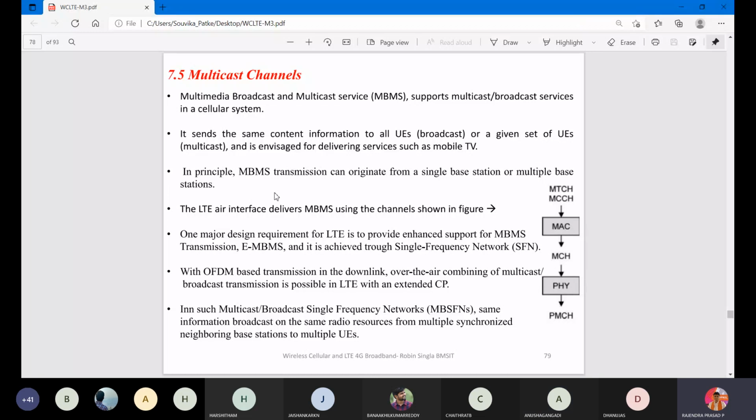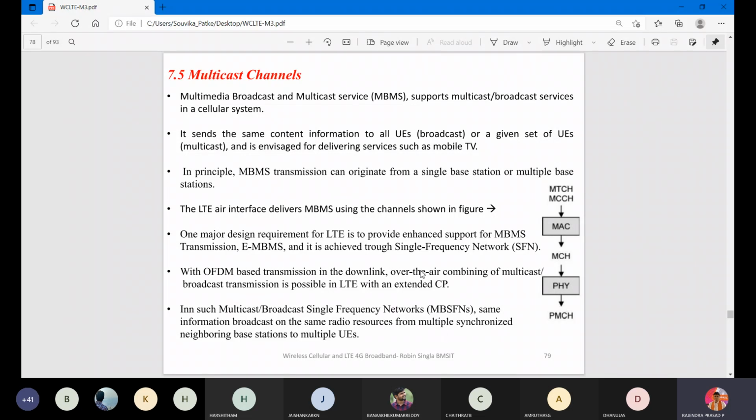Okay. So in this principle, MBMS transmission can originate from a single base station or multiple base stations. The LTE air interface delivers MBMS using the channels shown in the figure. So this is the channel which is going to be used for its data transmission. Right. One major design requirement for LTE is to provide enhanced support for MBMS and eMBMS. MBMS is nothing but your multimedia broadcast and multicast service. So E is for evolved and is achieved through a single frequency network, which we call SFN.